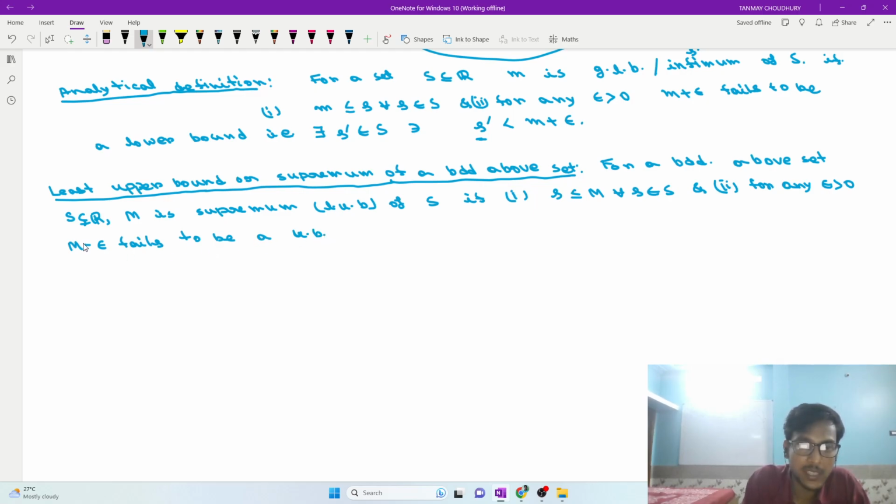Because if this happens, that means what? M is the least possible upper bound. If we lower however little from M, then it fails to be an upper bound. That means M is the least upper bound, least possible upper bound. So it fails to be an upper bound, that is, there exists S dash belongs to S such that M minus epsilon will be less than S dash, and it will assure that M minus epsilon is no more an upper bound. Okay.